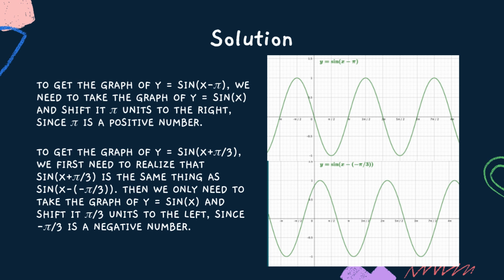To get the graph of y equals sine of x plus pi by 3, we first need to realize that sine of x plus pi by 3 is the same thing as sine of x minus negative pi by 3. Then we only need to take the graph of y equals sine x and shift it pi by 3 units to the left, since negative pi by 3 is a negative number. It looks like the graph on the bottom.